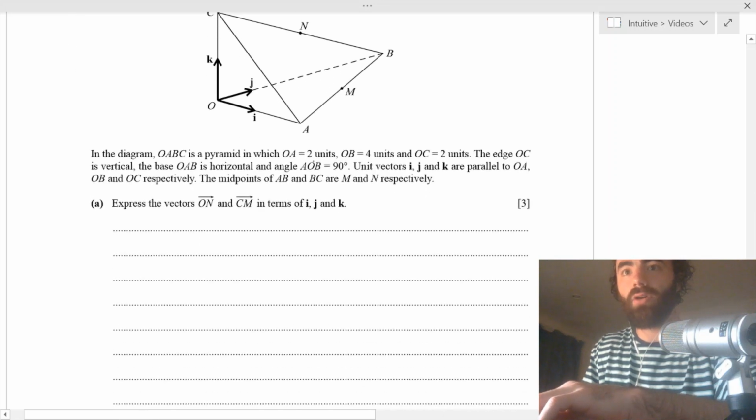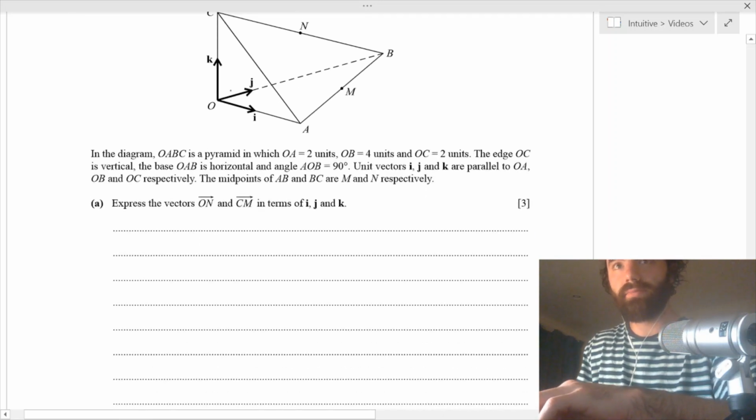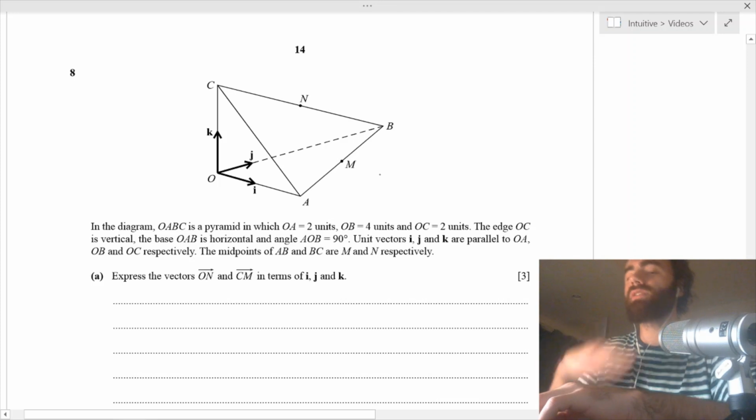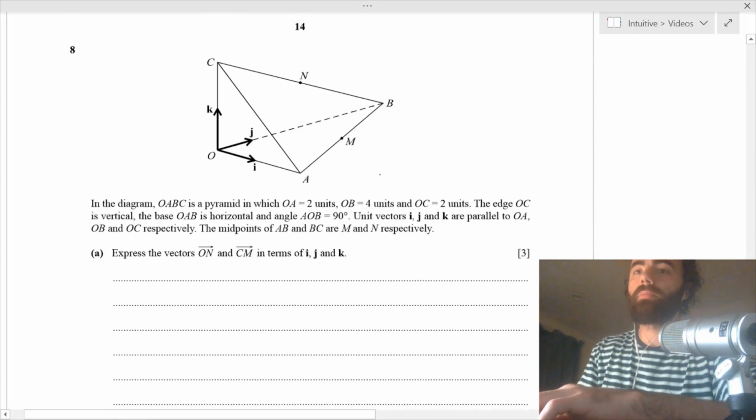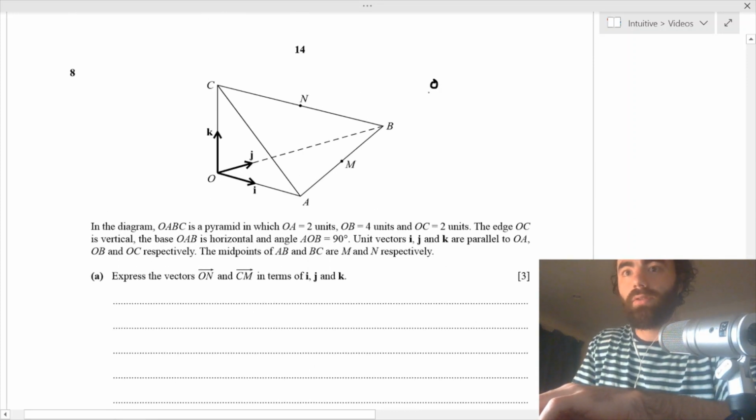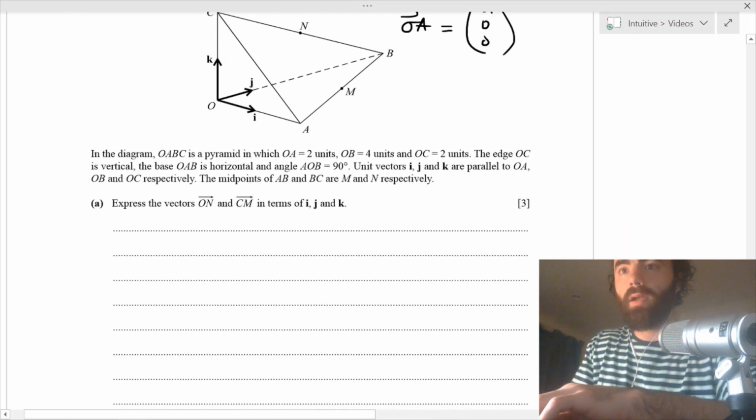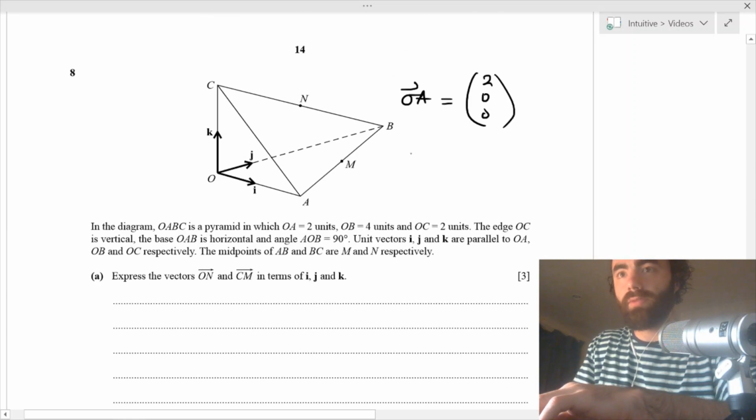Okay, so AO is 2 units. I always like to write vectors in vector form. So OA here, this is 2i. So that's going to be 2, 0, 0. OB, I'm just writing out what they're giving me. OB is 4 units, but in the j direction. So that means it's going to be 0, 4, 0.